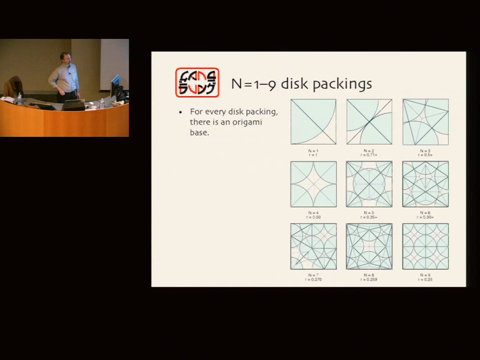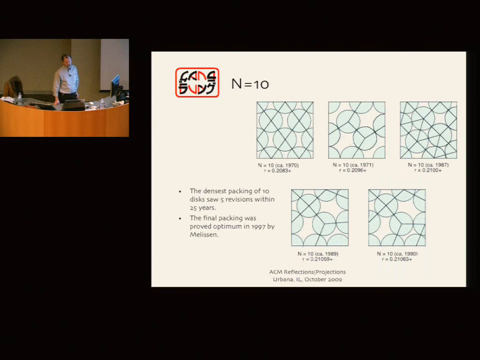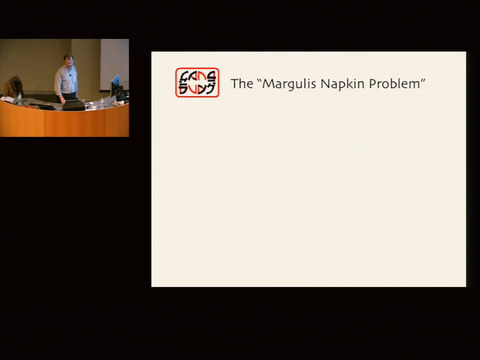And so people have studied disk packings. Here's packings from 1 to 9 circles, and just by drawing the lines over them, that gives you an origami base with 1 to 9 flaps. The best 10-circle packing, actually, the record changed hands 5 times over 25 years. For every one of them, there's an origami base. And this origami insight even lets us solve some problems that were unsolved in mathematics for a while.